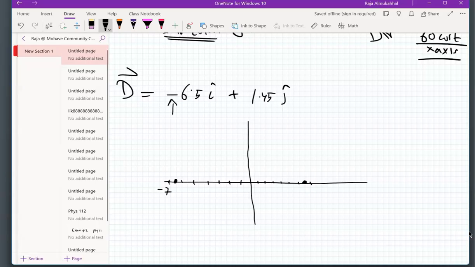And then for the y-axis we have 1.45. Let's say this is 1 and this is 2, so 1.45 is roughly here. If I extend it like this, here is the vector. I'm having difficulty using the pixels to get that vector. Let's suppose this is the vector right there. It's not the best looking vector, but here is the vector that we have, okay?